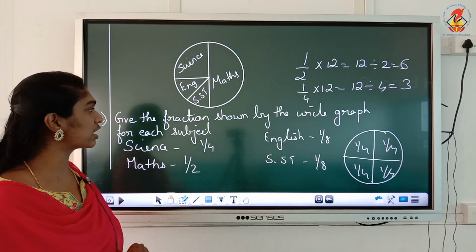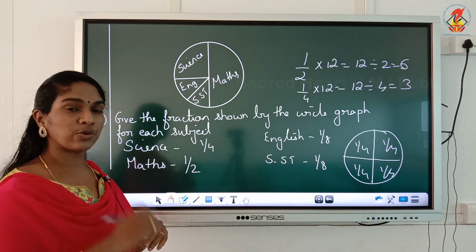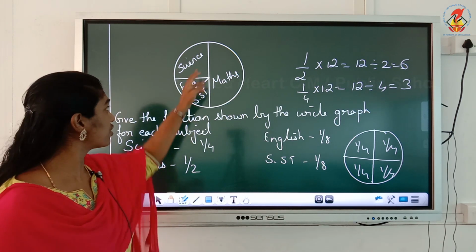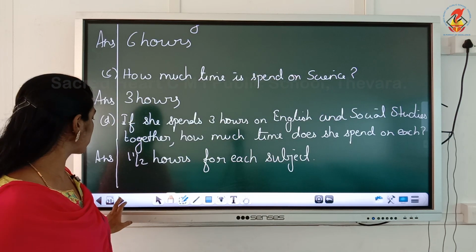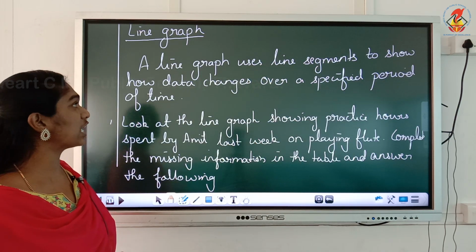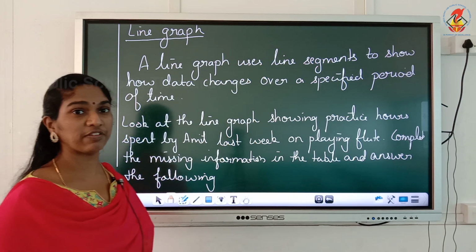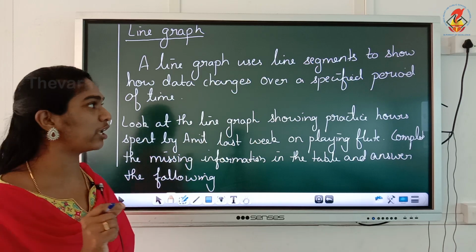So, this is a circle graph. This is how, as I told you, in a circle graph, you represent data in the form of parts. It is divided into different parts. Okay. Next, we are coming to the next type, that is a line graph. A line graph uses line segments. We have learned what is line segment, isn't it? It is at a fixed length, starting point and ending point.